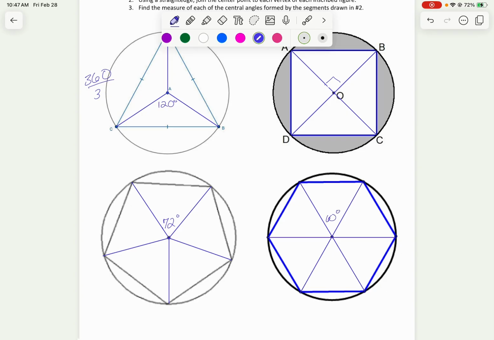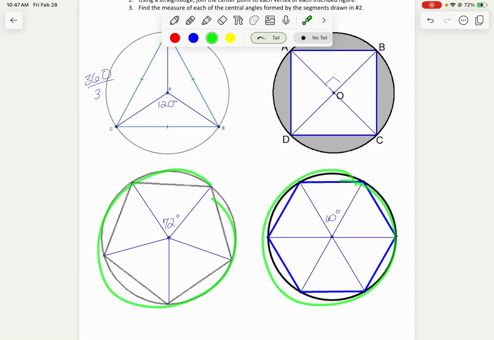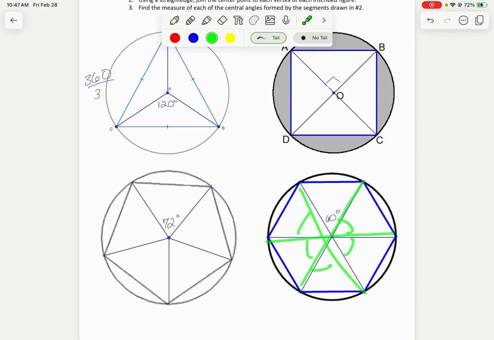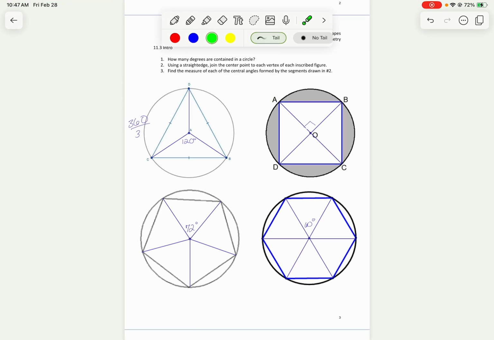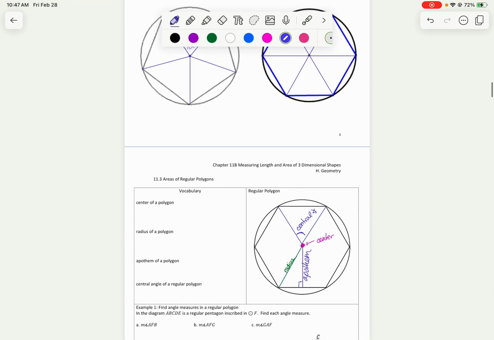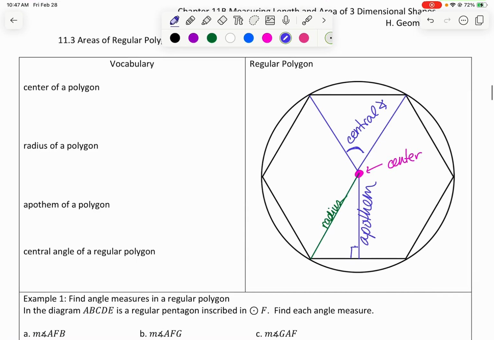And so here, all we did was, because each of our regular polygons is inscribed in a circle, which contains 360 degrees, we're dividing 360 by the number of central angles that we have going on here. So let's go ahead and continue. Go ahead, take a pause, copy this diagram right here, and then we will come back.